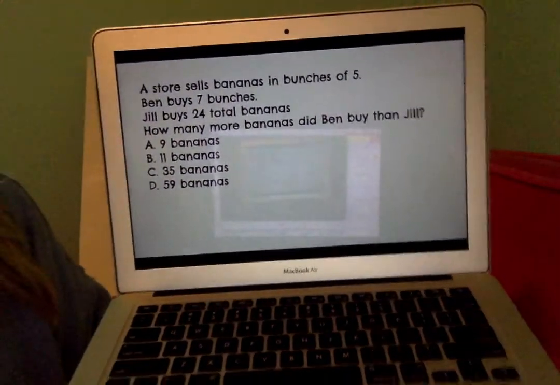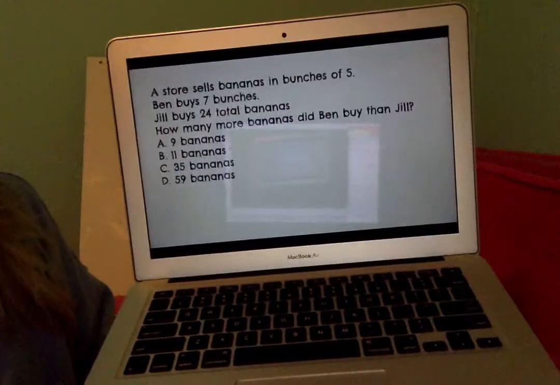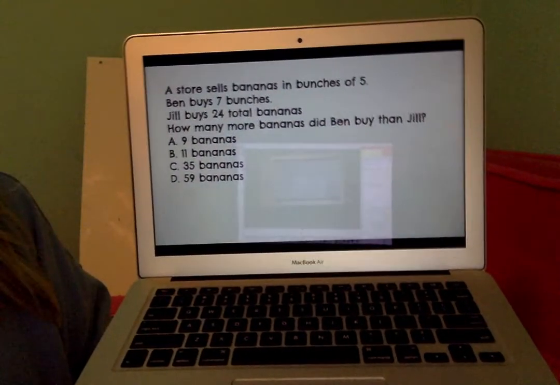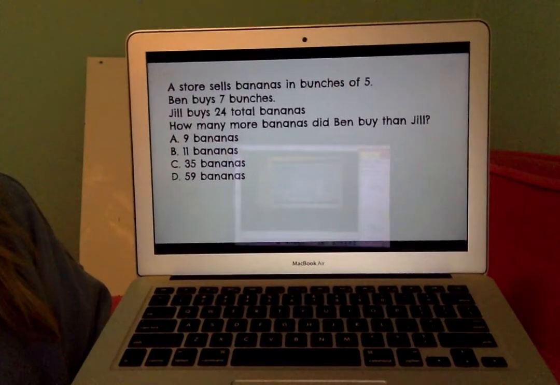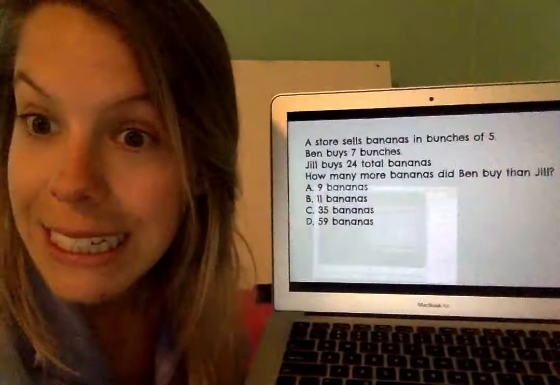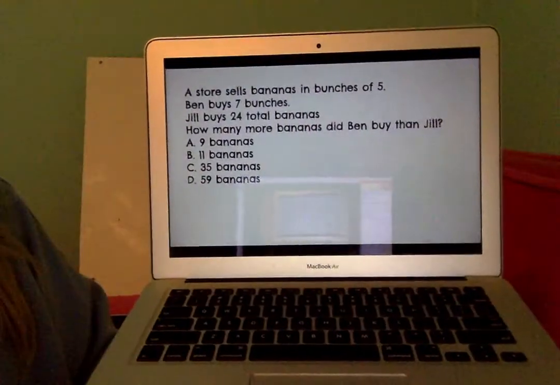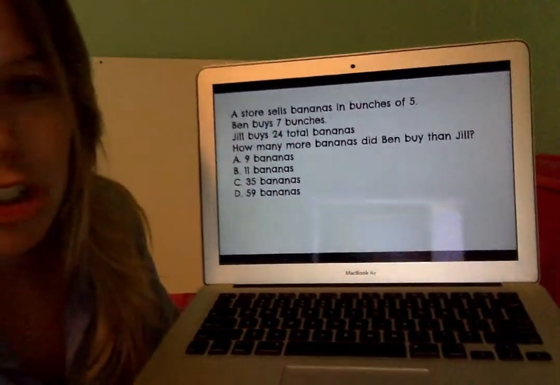A store sells bananas in bunches of 5. Ben buys 7 bunches. Jill buys 24 total bananas. How many more bananas did Ben buy than Jill?